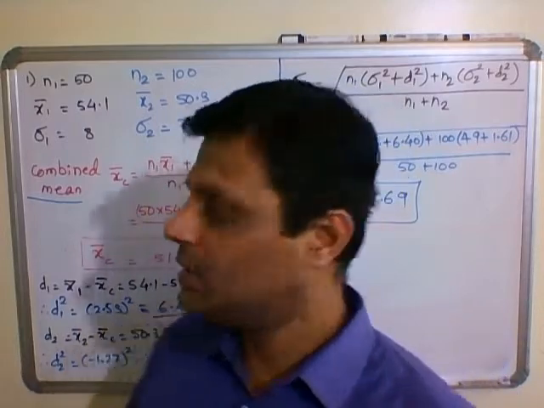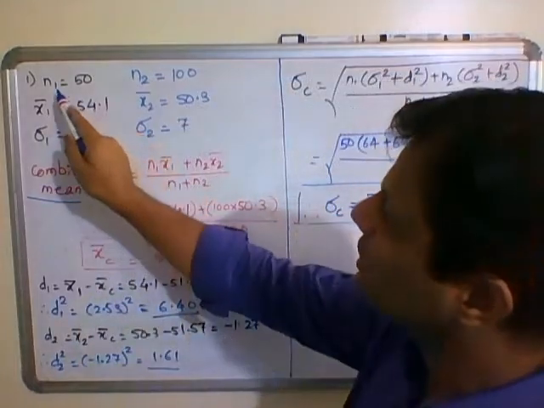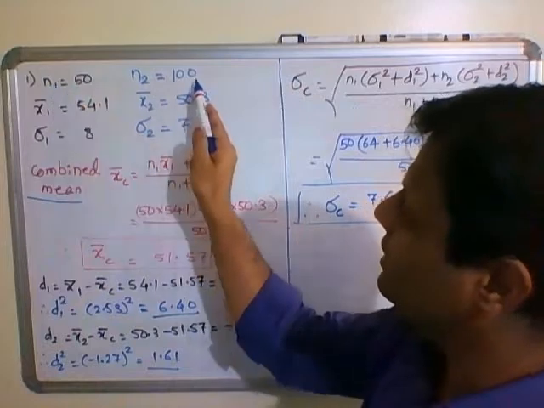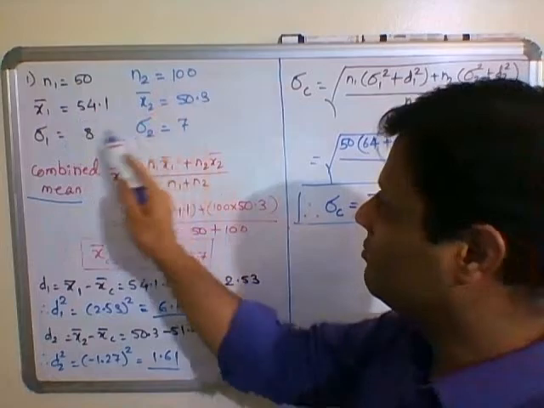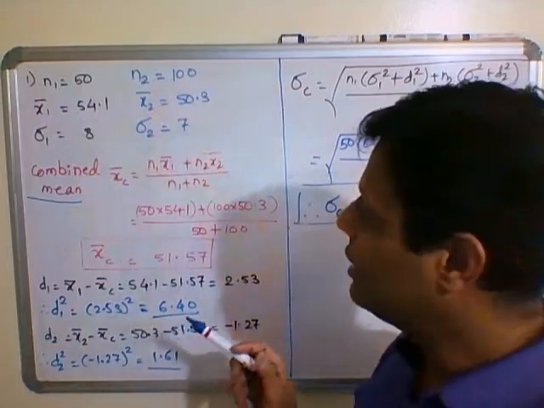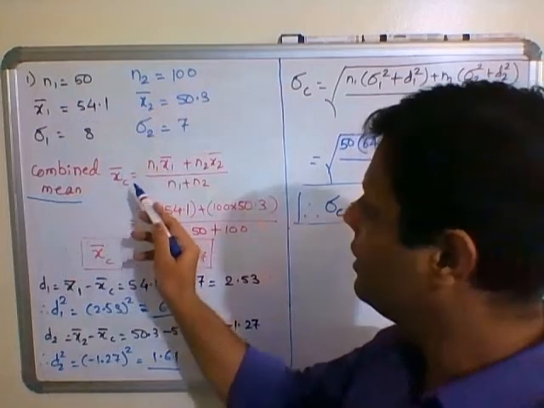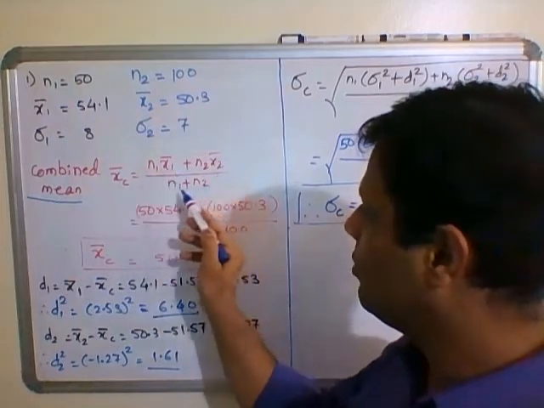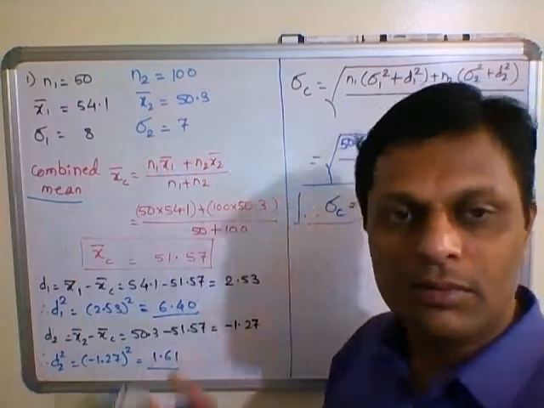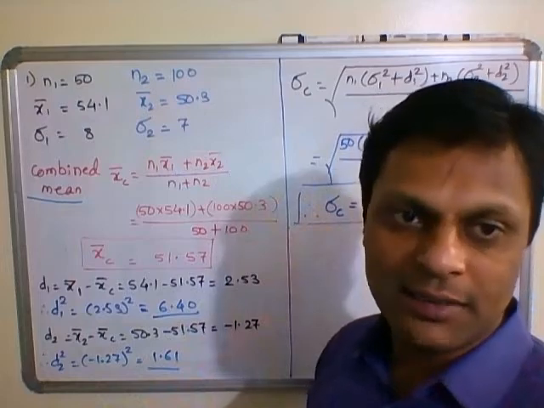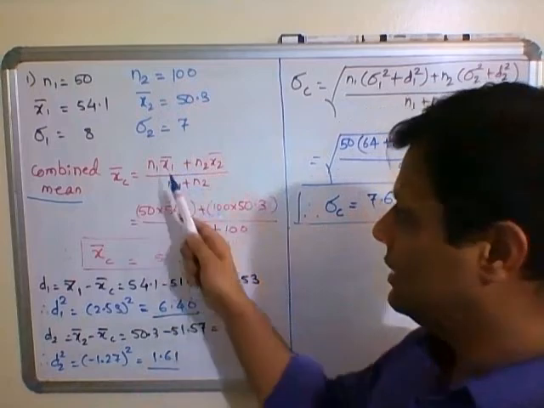Okay, so let us consider the first sum. As we started discussing, there are 50 observations in the first data set, 100 in the second. Average values of both data sets are given, standard deviation for both data sets are given, right? So we have learned the combined mean formula as x bar c, c stands for combined, equals n1 x1 bar plus n2 x2 bar upon n1 plus n2. We know that this formula can be extended up to n number of data sets. Fine. So as we have two data sets, we are writing this formula up to two data sets. Let us substitute values.